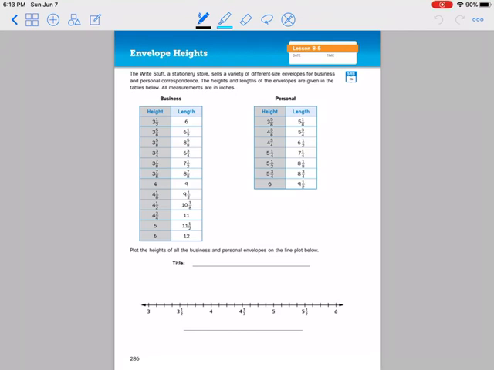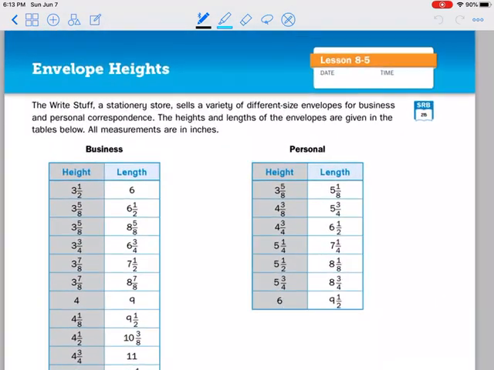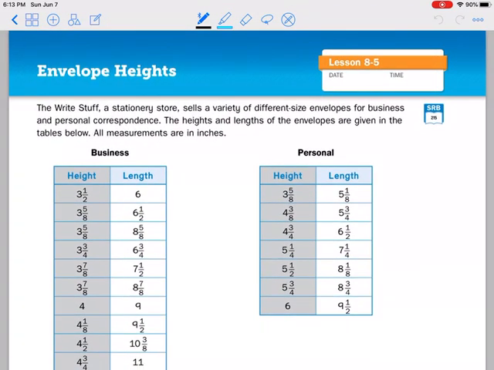All right, guys, let's look at the envelope heights journal page on page 286. So let's zoom in and read the directions. It says The Right Stuff, a stationery store, sells a variety of different sized envelopes for businesses and personal correspondence. The heights and lengths of the envelopes are given in the tables below. All measurements are in inches.